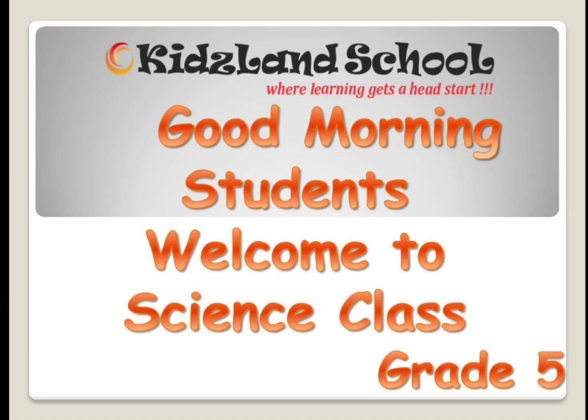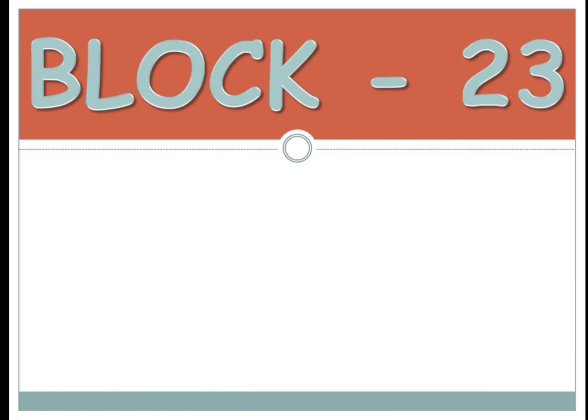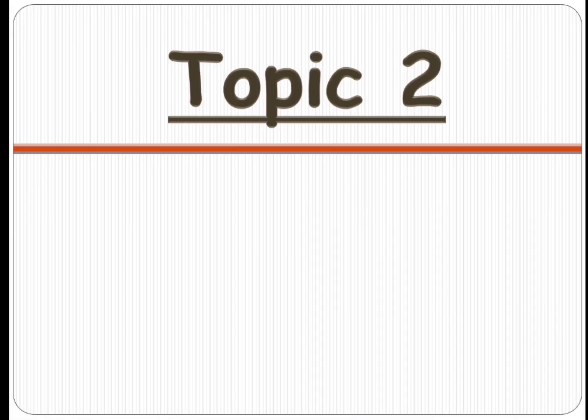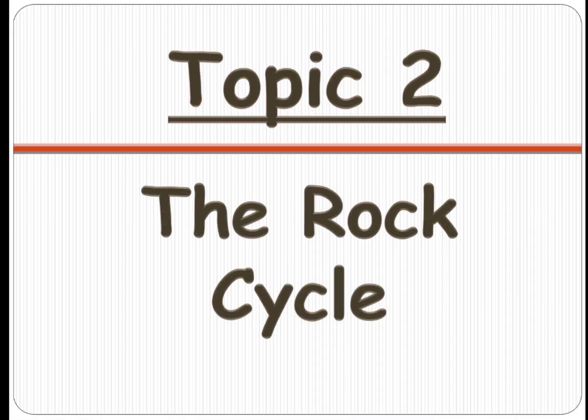So, in science, we are learning block 23, which is rocks and minerals, isn't it, children? And in the first topic, we have learned the different types of rocks. Yes, igneous rocks, sedimentary rocks, and metamorphic rocks. Yes, so the second topic, we are going to learn the rock cycle. Okay, so please open your science content book, children, and turn to page number 144.